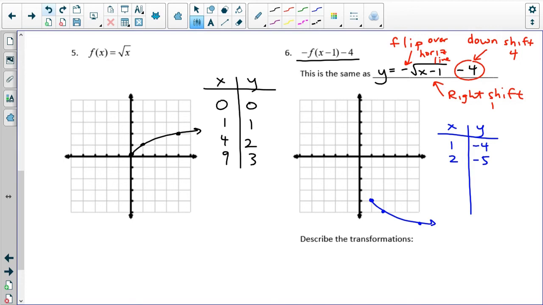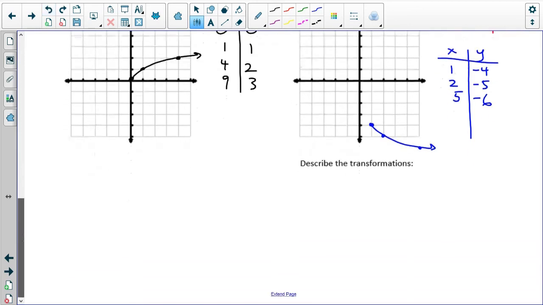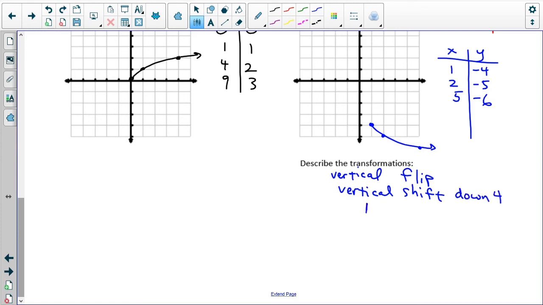And I'm assuming the point 5, negative 6 is on the graph. Based on my graph, when I substitute in 5, I get the square root of 4, which is 2. And then negative 2 minus 4 is negative 6. So my assumption was correct when all of those things happened. Therefore, if I describe the transformations, I have a vertical flip. I have a vertical shift of down 4. And I have a horizontal shift to the right 1.